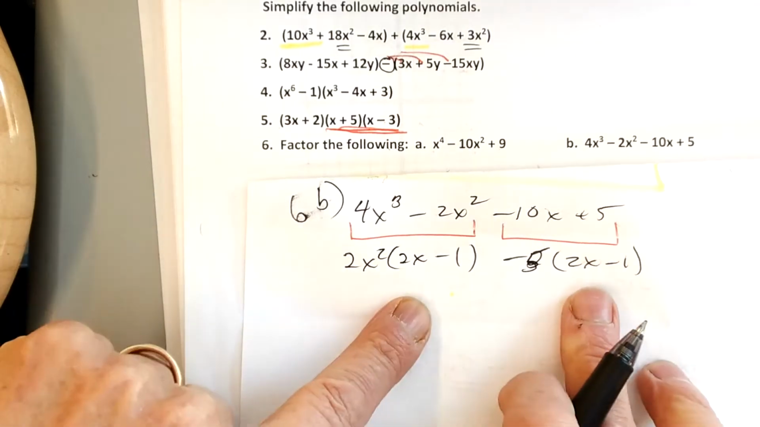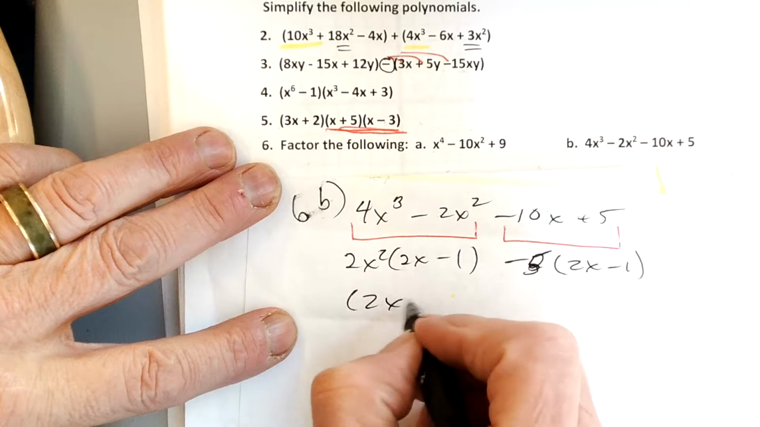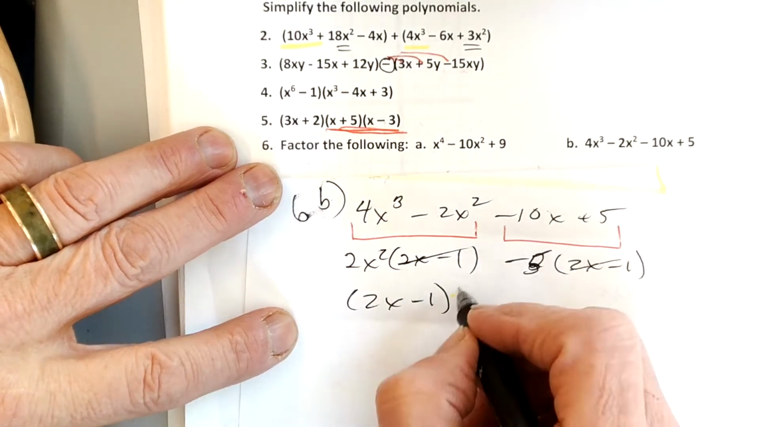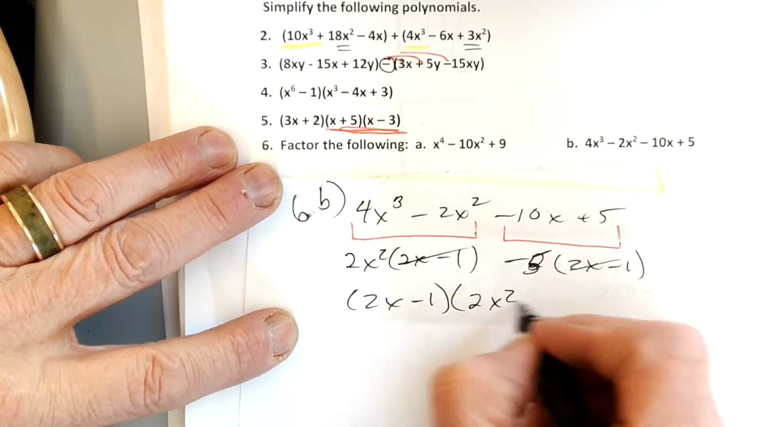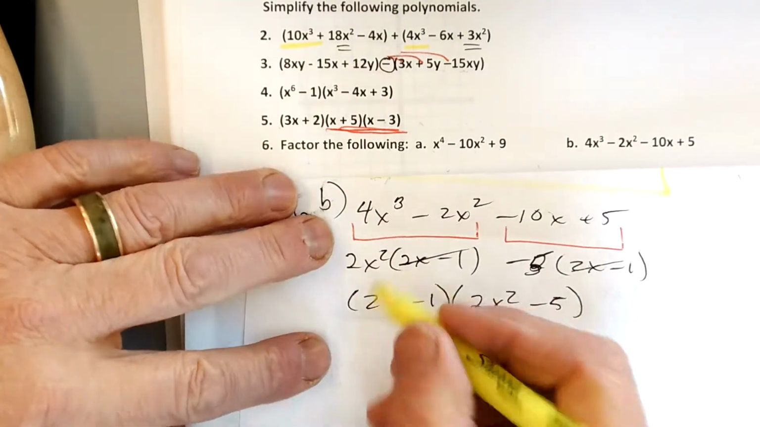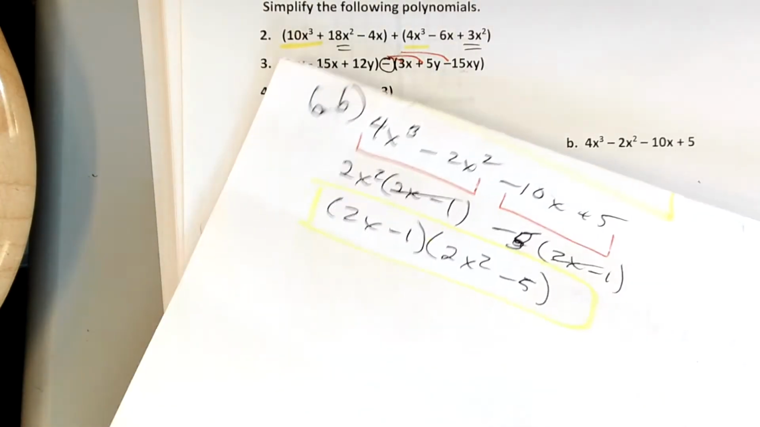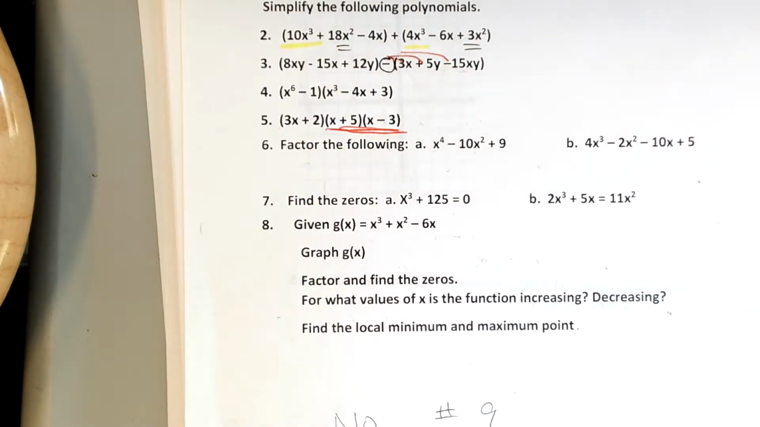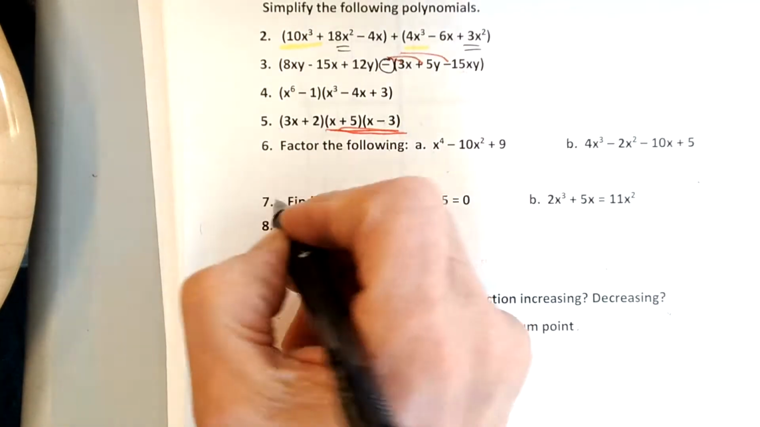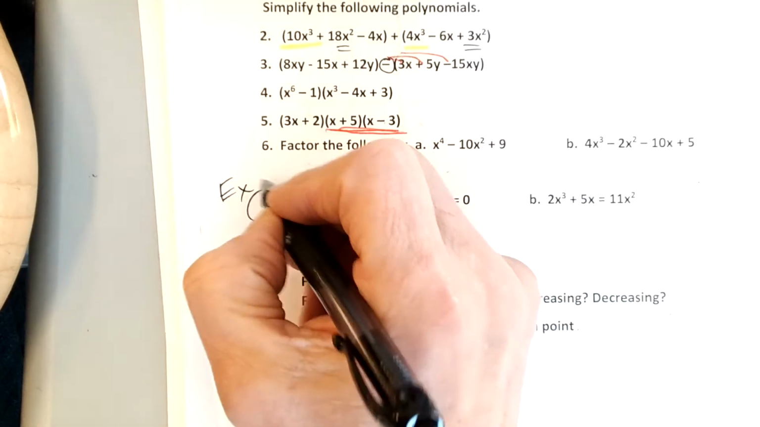Okay, now what do these two have in common? Well, they have a 2x minus 1 in common, so if I take that out, what's left over is my 2x squared minus 5. Okay, that is my factored form. All right, got it. Okay, then, moving on to 7. Now 7 says find the zeros of this, and this 7A will come back to, because that's really like the extra credit, okay, today for the test.